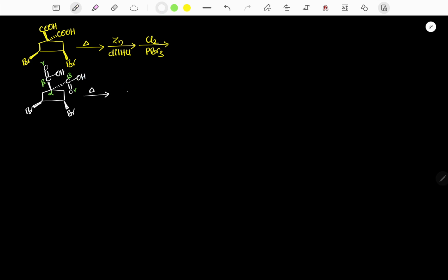One possibility is, suppose below the plane CO2 is decarboxylated, we get the corresponding product like this. Suppose above the plane CO2 is decarboxylated, we get the corresponding product like this.